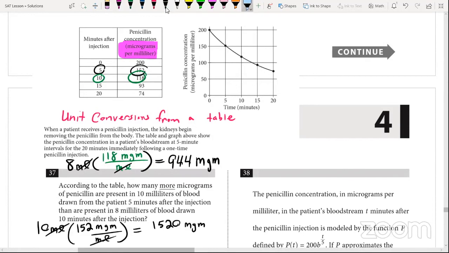So we've converted to micrograms depending on the different unit conversions at each of the number of minutes after the injection. So the question is saying, how many more micrograms did we have for the first figure as compared to the second figure? So how many more is 1,520 compared to 944? How many more is just code for subtraction. So 1,520 minus 944, and the difference is 576. So the answer to this question says that the first value was 576 more than the second value. And we have seen unit conversions from a table from time to time throughout different SATs that we've been able to view.